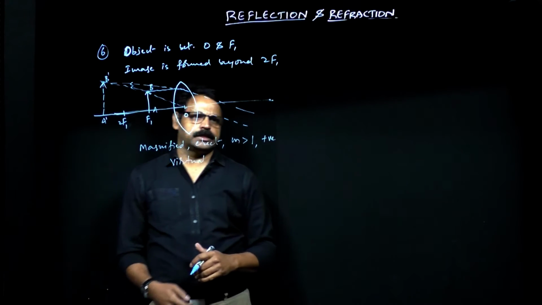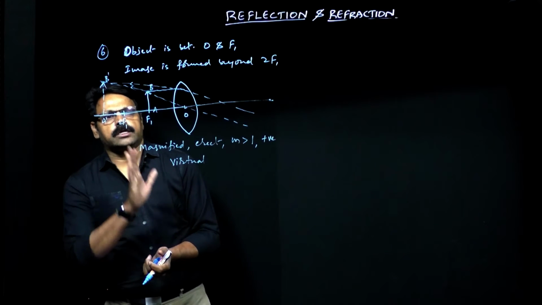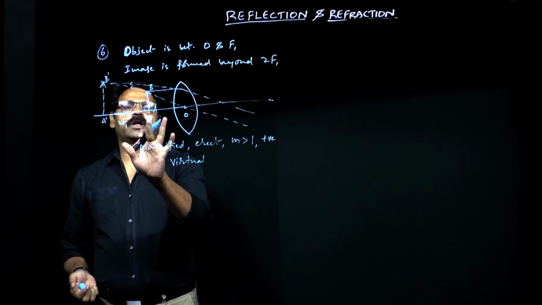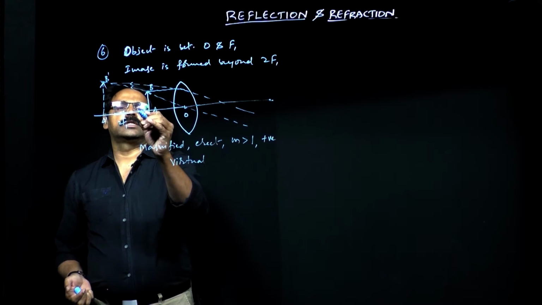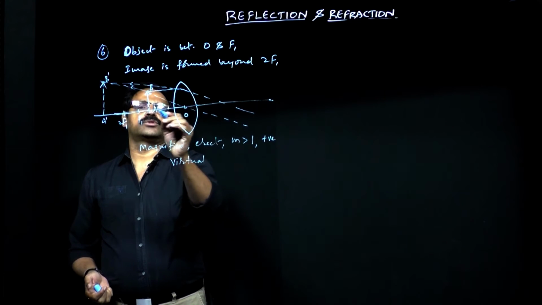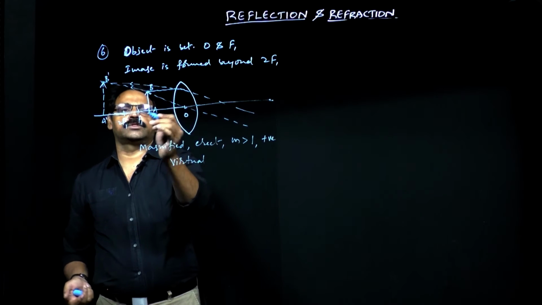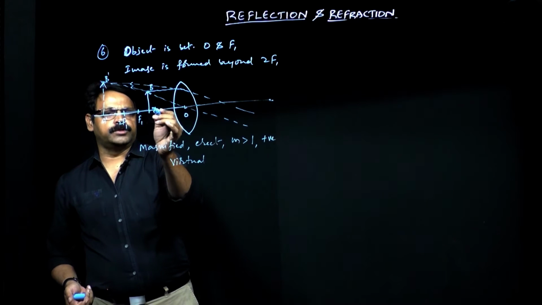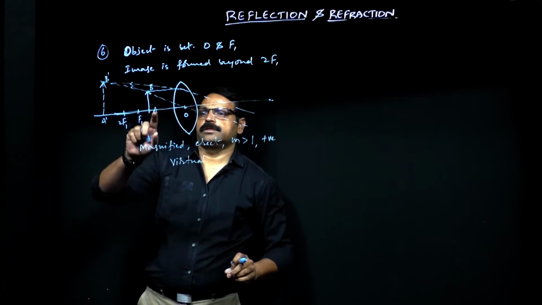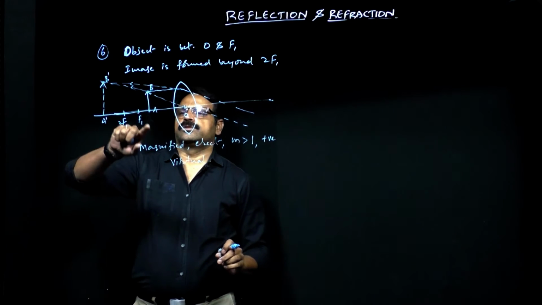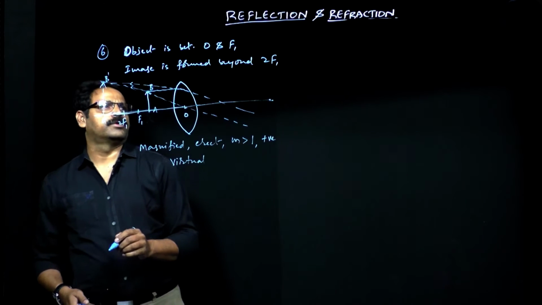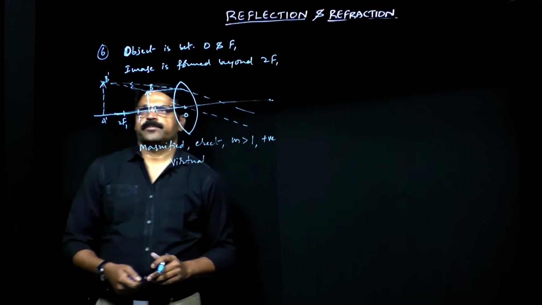So these are the various cases for different positions, starting from infinity to between F1 and O. So here let us say this is the F1, and between F1 and O is where the object is. Earlier I was just writing this at F1, but now it is before F1, between F1 and O. This is the case where the object is, and the image is formed beyond 2F1. So this is one more case of the convex lens.